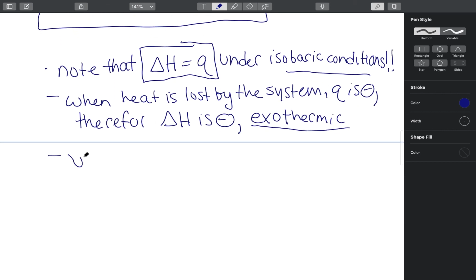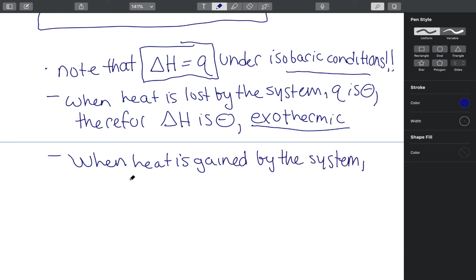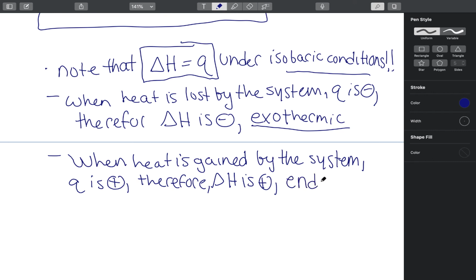And when heat is gained by the system, Q is positive. Therefore, delta H is positive. And this type of process, when heat is gained by the system, is called an endothermic process. And we're going to get more into this in a later video.